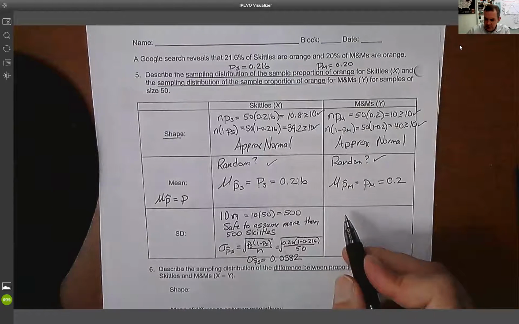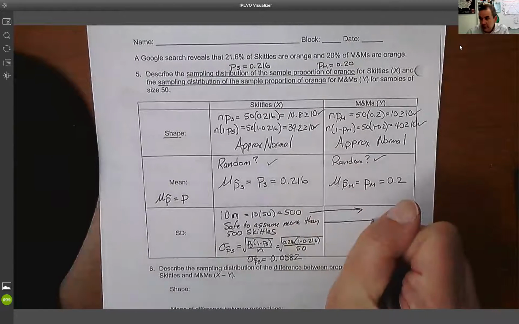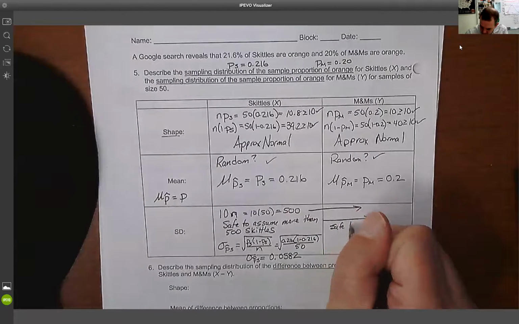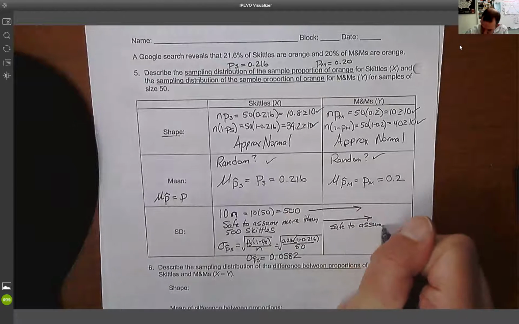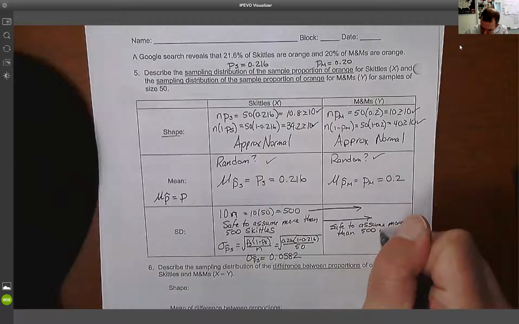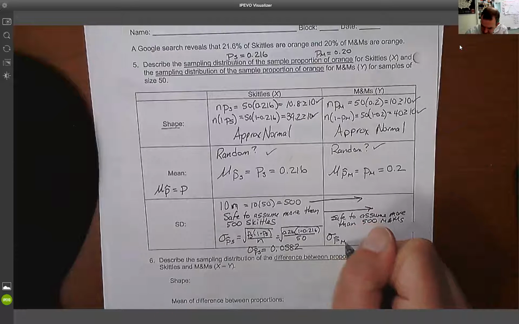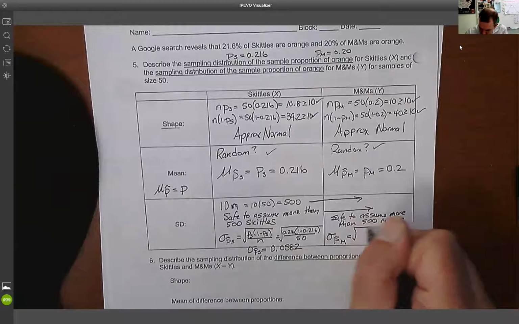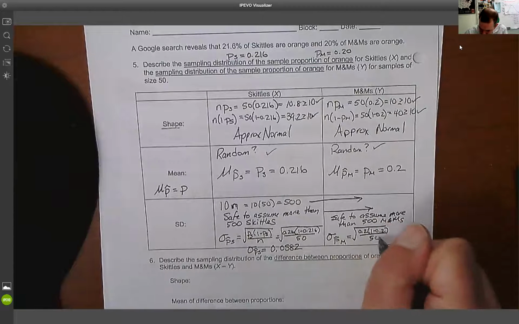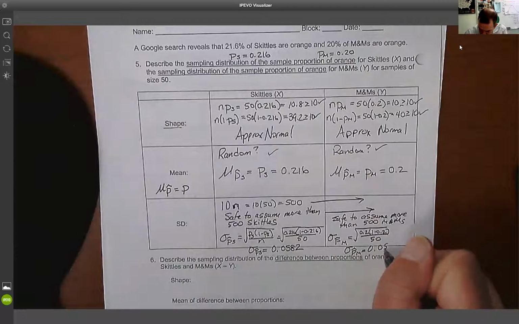And now I want to go ahead and do the same process over here for M&Ms, and it's going to be the same. If you think about it, we need to say it's safe to assume more than 500 M&Ms. So again, this allows me to figure out the standard deviation, which is going to be 0.2 times 1 minus 0.2 over 50. So that tells me that the standard deviation for M&Ms is going to be 0.0565.